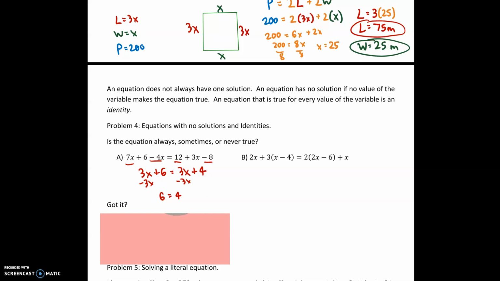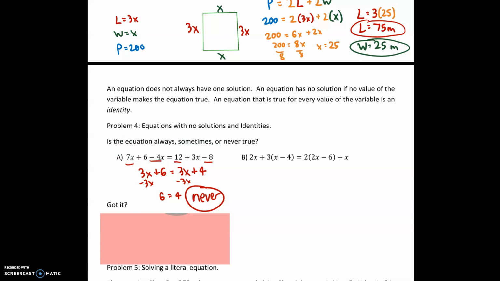6, no matter what, is never going to be the same value as 4. So this would be no solution, or you could say this is an equation that's never going to be true. Because if x has been canceled, even if I substitute any value back into the original equation, we're never going to come up with an answer that works.